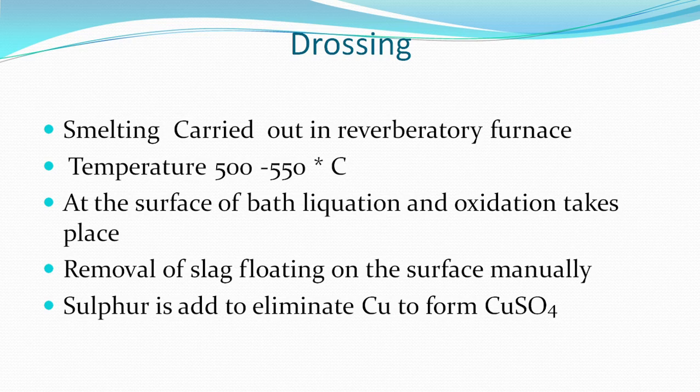In the refractory furnace, oxygen is passed from the top surface. As a result, the impurities present in the liquid metal react with the oxygen and form oxide. These oxides are manually taken out from the refractory furnace. By this process, my friend, sulfur is added to eliminate copper, forming copper sulfide. Generally in this case, a slag floats on the surface and is removed manually.